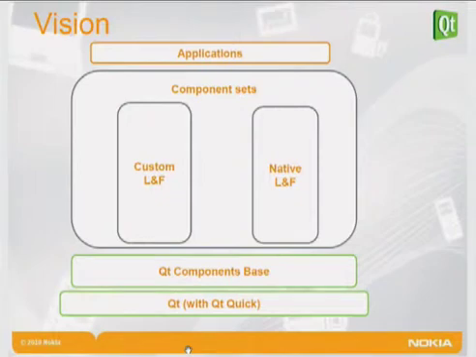From the bottom up, we have Qt with Qt Quick from 4.7. Qt Components is built as a plugin module on top of 4.7. And then, on top of that, we foresee that we might have style implementations that are either native or customizable and custom for each scenario.